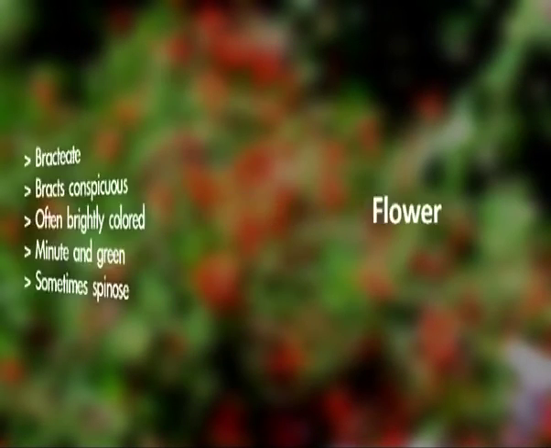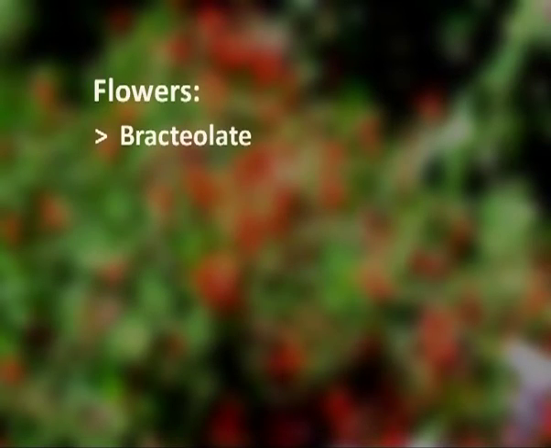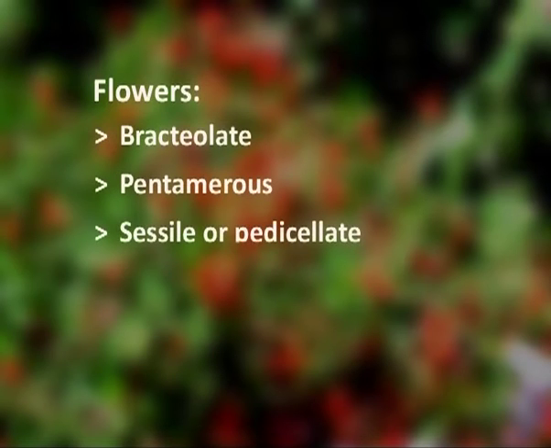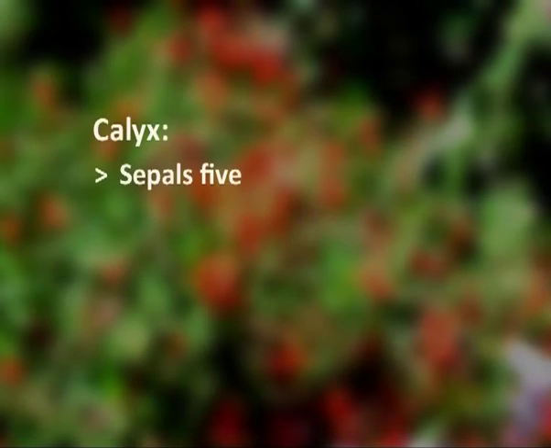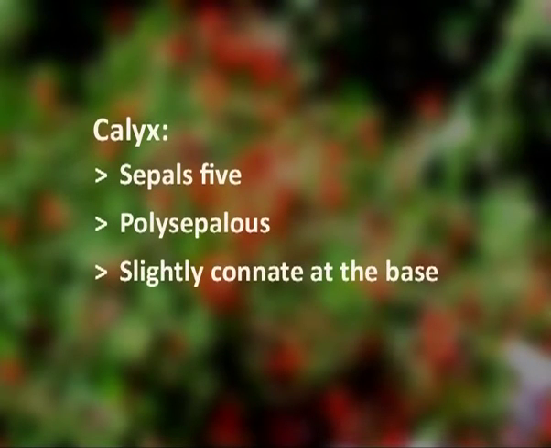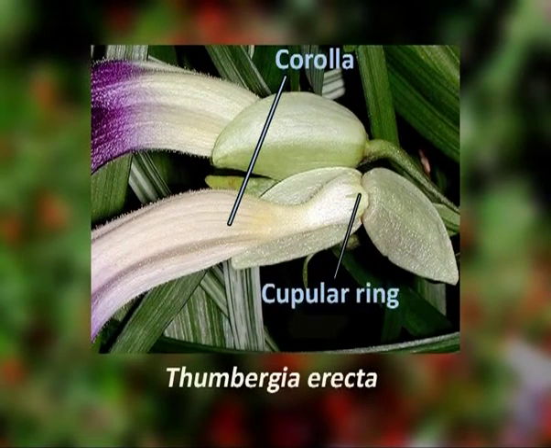Flower. Flowers are bracteate, bracts conspicuous, often brightly colored, or they can be minute and green, sometimes becoming spinose. Flowers are bracteolate, pentamerous, sessile or pedicellate, zygomorphic, bisexual, hypogynous. Now the calyx. Sepals are 5, polysepalous or slightly connate at the base, usually 4 or 5 lobed. Sepals are reduced to a cupular ring in case of Thunbergioideae.